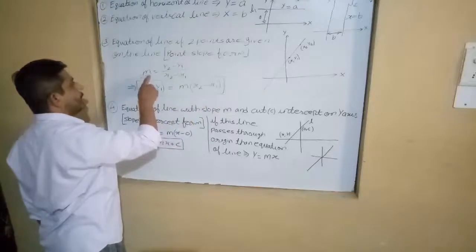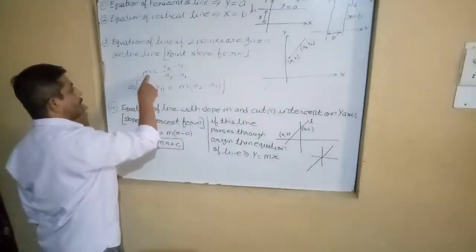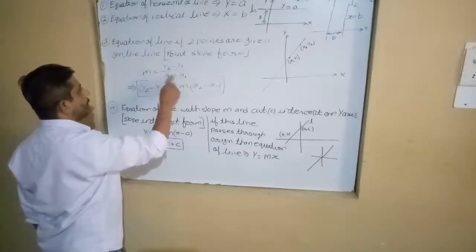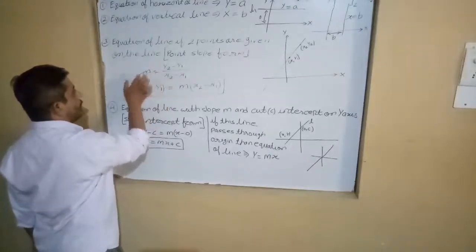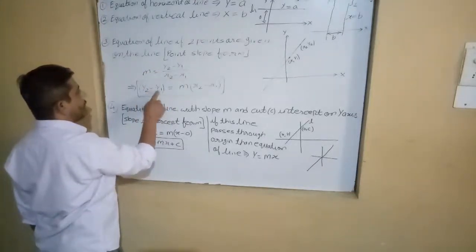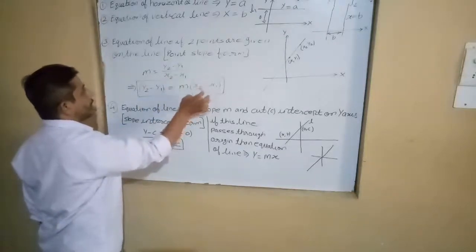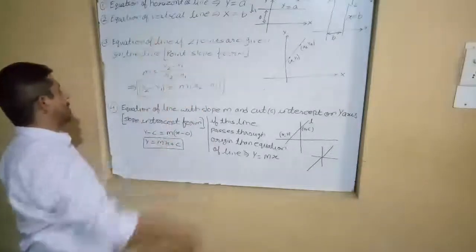So we know that if two points are given on the line, we can find m is equal to y2 minus y1 upon x2 minus x1. By the transposition of x2 minus x1 here, we will get y2 minus y1 is equal to m into x2 minus x1. This is the point slope form of a line.